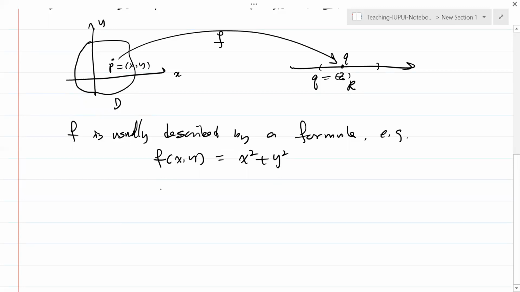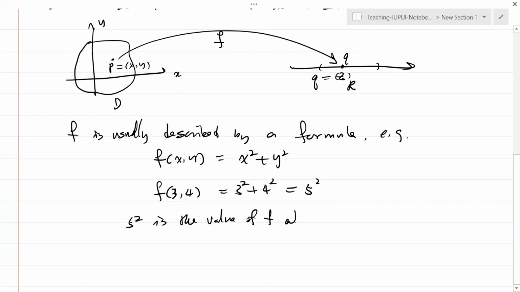For example, when f is evaluated at 3 and 4, you get 3 squared plus 4 squared, which is 5 squared, or 25. We say 25 is the value of the function in this case. It's a number, that's what we call the value. It's the value of f at the point with coordinates 3 and 4.